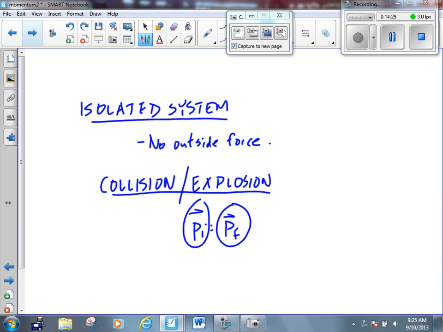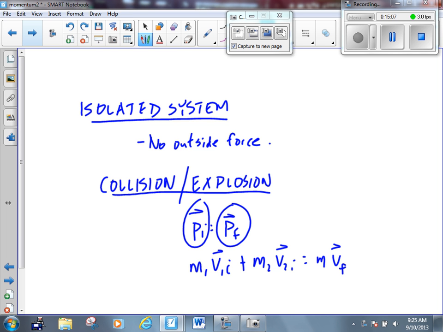But what we have to do before we sub in an expression is to count the number of objects we have, both before and after. How many objects do we have before this collision or explosion has taken place? How many objects do we have after? For each object we have to sub in this term m times v. mv is the momentum of an object. So for each object with momentum, there has to be an mv. It may look like this: m1v1i plus m2v2i equals mvf.